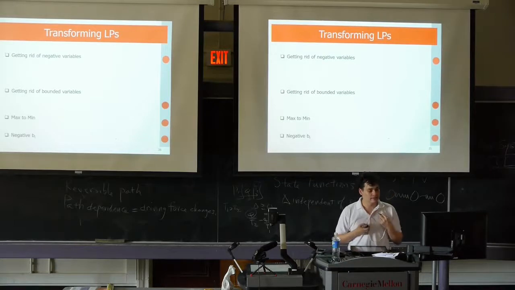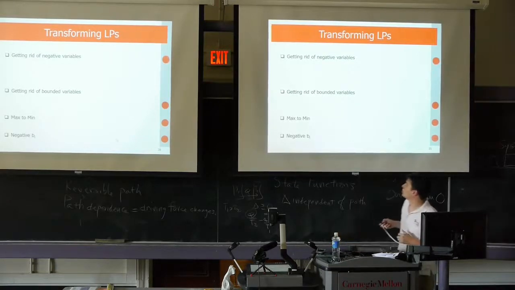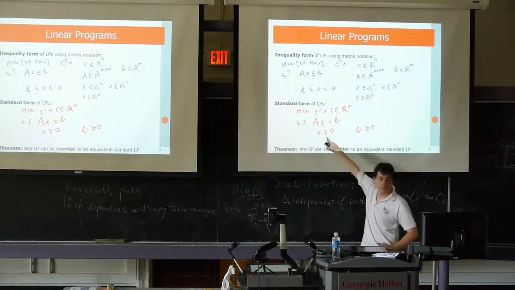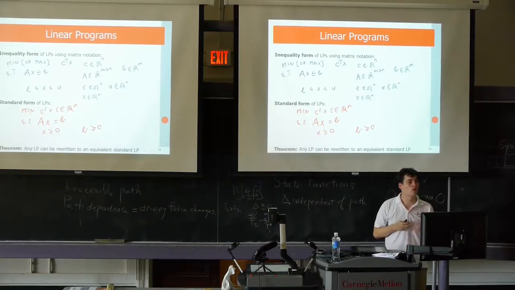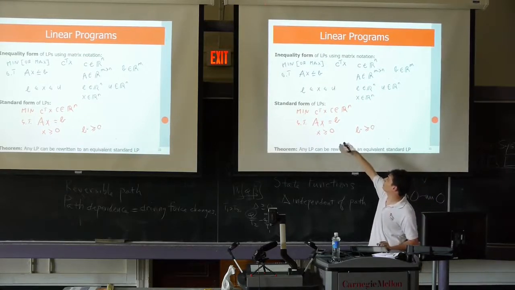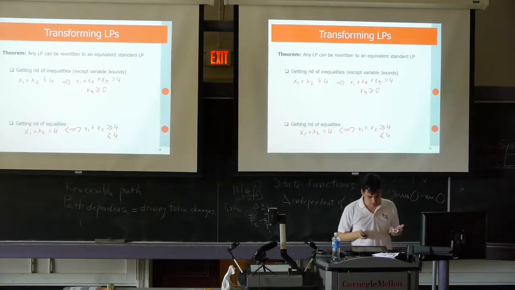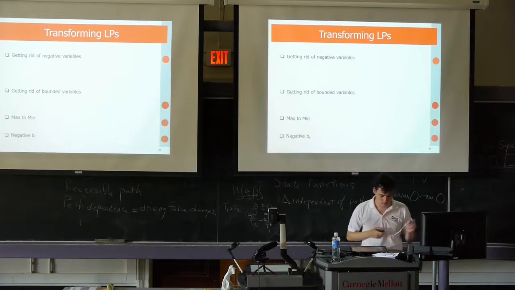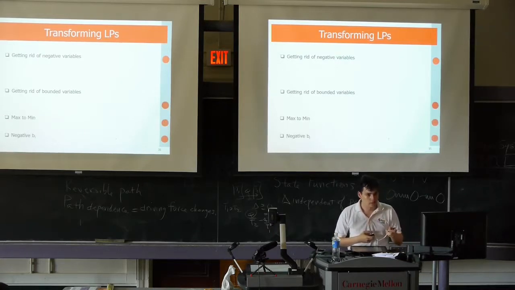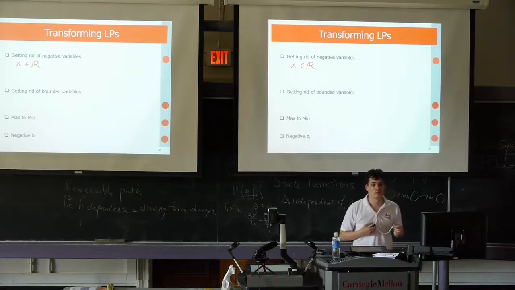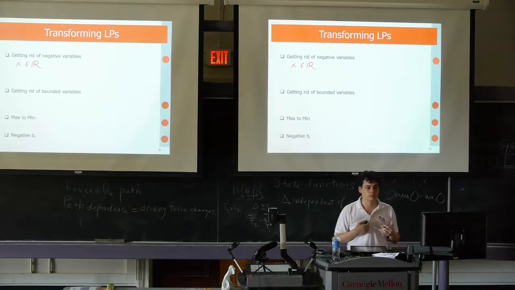Okay, so how can we get rid of negative variables? Here we have this very strict condition that all the variables have to be non-negative. But in the original form, we just have some bounds. So what can we do if, say, in the original problem we had that x is a real number? What should I do to rewrite the linear program with non-negative variables?